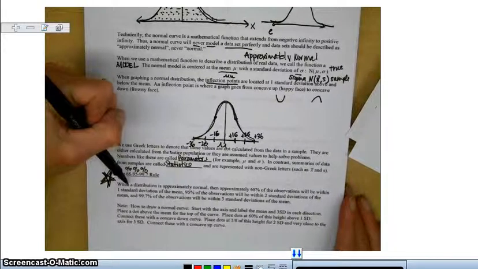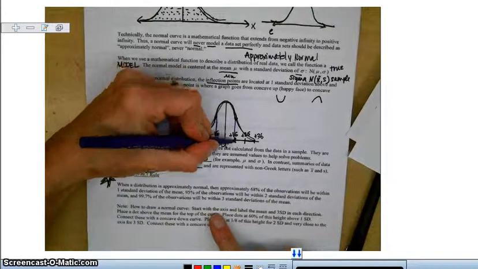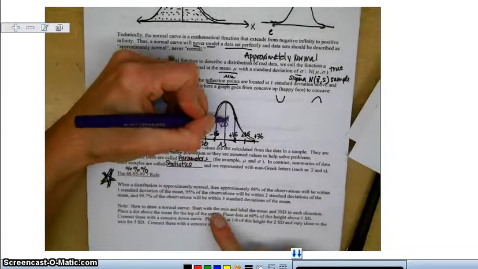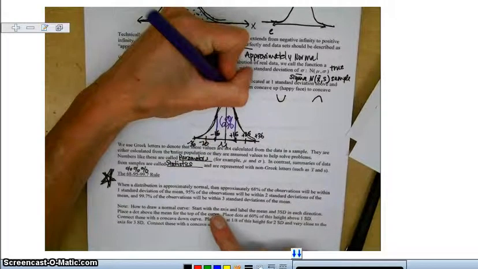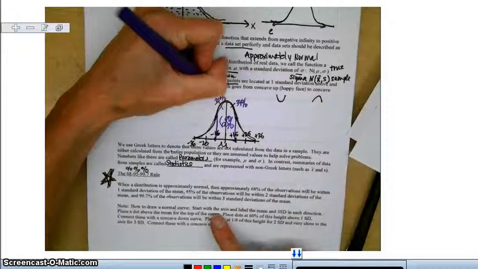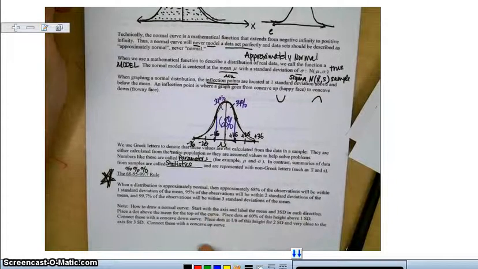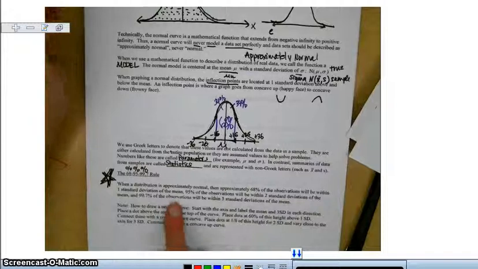When a distribution is approximately normal, then approximately 68% of the observations will be within one standard deviation. So in this little box right here, there will be 68% of all observations. That leaves 34% in the standard deviation above the mean and 34% in the standard deviation below the mean. Okay, one standard deviation around the mean, that's 68%.